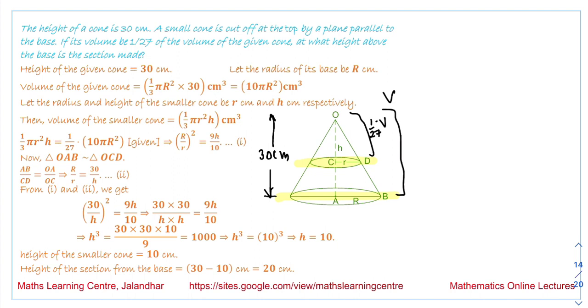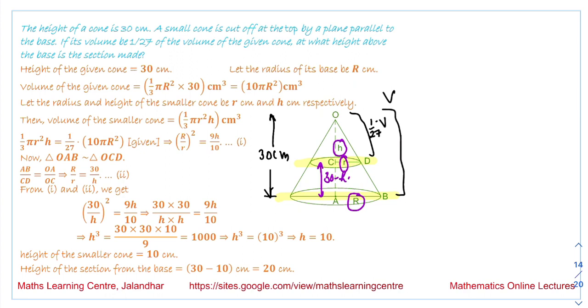So suppose the height of this smaller cone is small h, the radius of this larger cone is capital R, and the radius of this smaller cone is small r. So this remaining height over here is 30 minus h. Now it is given that the volume of the smaller cone, now we are going to compare the volumes.